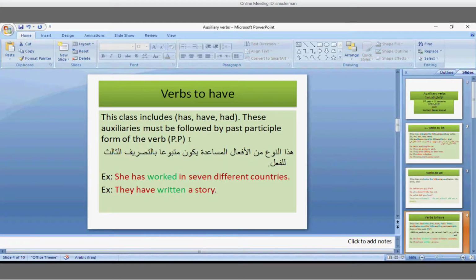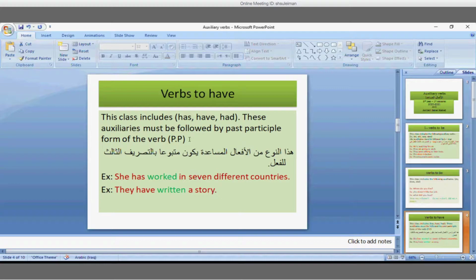The third type of auxiliary verbs being verbs to have. This class includes has, have, and had. These auxiliaries must be followed by the past participle form of the verb. And once you see a verb to have, whether it is has, have, or even had, these should be followed by the past participle form of the verb whenever you find these three auxiliary verbs.